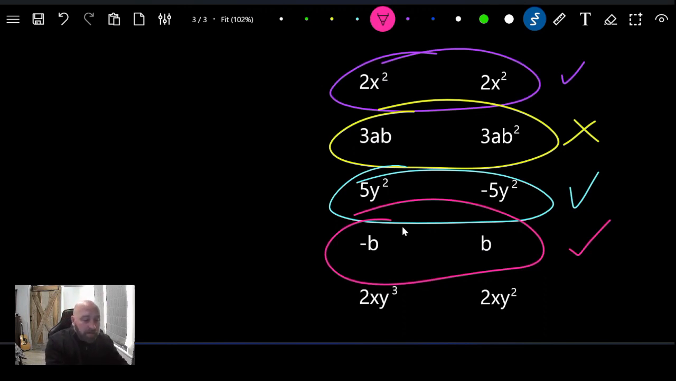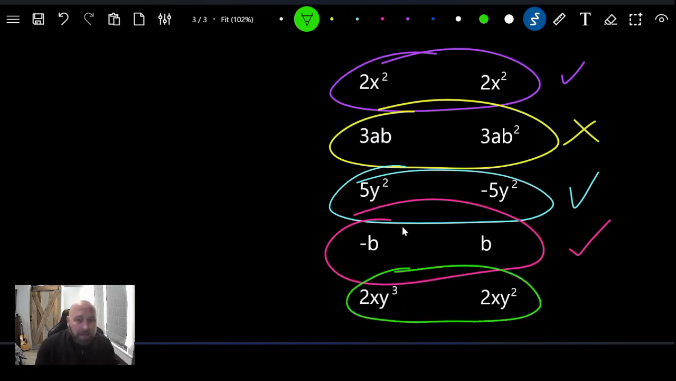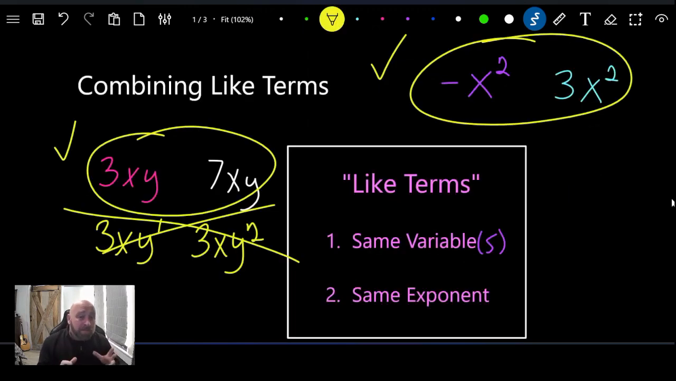All right, and then down here, the last one, we have 2xy cubed and 2xy squared. Are those like terms? No, those are not like terms. Why are they not like terms? Because the first one has a y cubed and the second one has a y squared. All right, there's the basics of it.